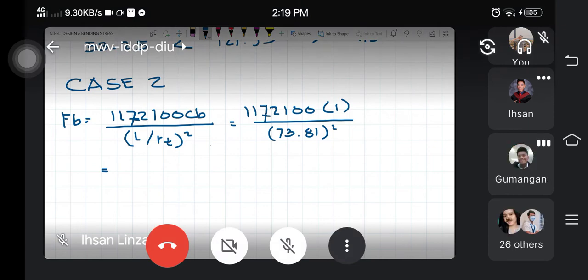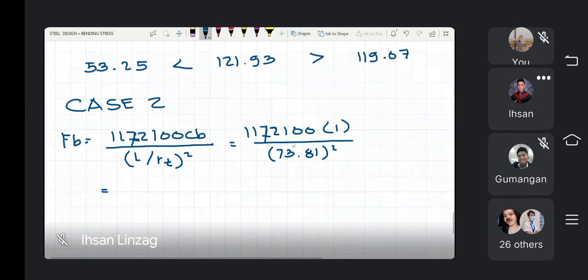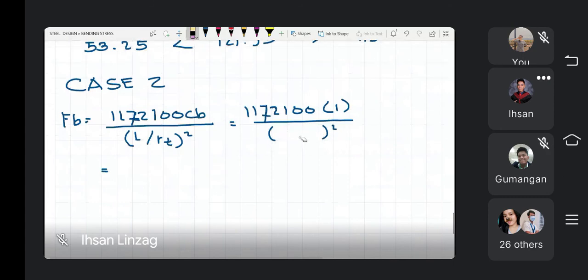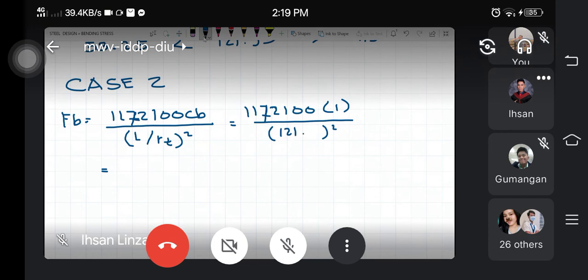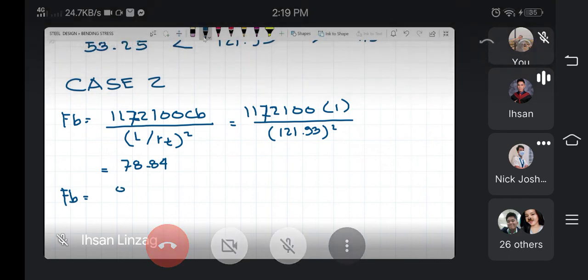Ilan? Sir, yung 9,000 nga. Ang LRT pala natin, 121 pala. This is RT pala. 121.93. 78.83. 84, sir. 78.84, sir. So, isa pa is yung 82,740 CB.